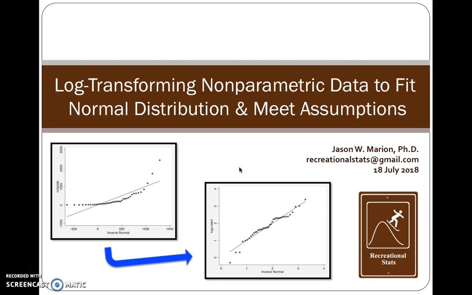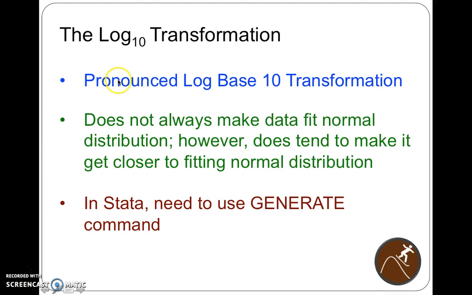So that's the focus here, and it's going to be using the log base 10 transformation. The log base 10 transformation will not make the data fit the normal distribution all the time. However, it does tend to make it closer to fitting the normal distribution. And in many cases, in fact, it does make the data fit the normal distribution. So it doesn't guarantee that it'll fit the normal distribution. So it's always important or good to check after you do the log 10 transformation to see if it actually worked before you assume your data are normal.